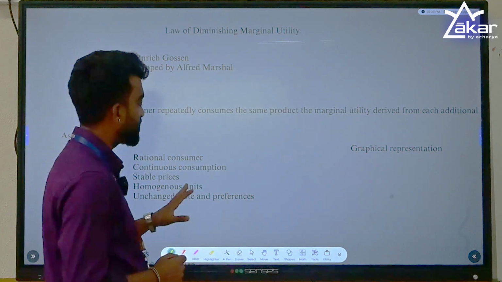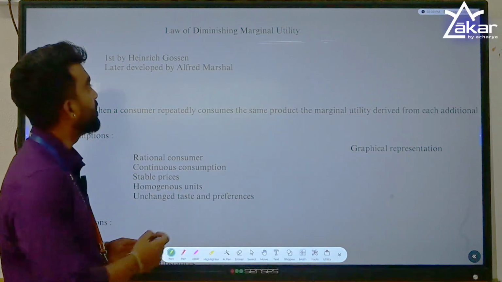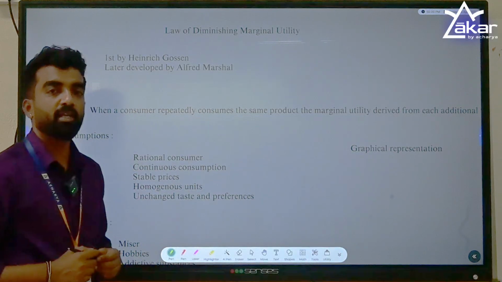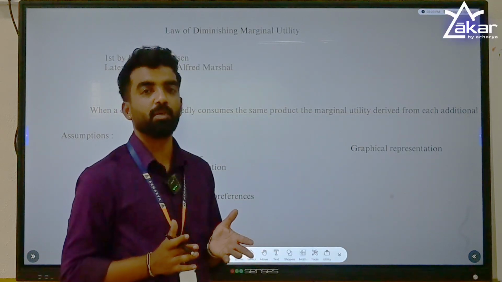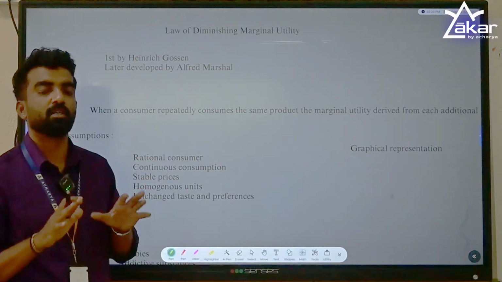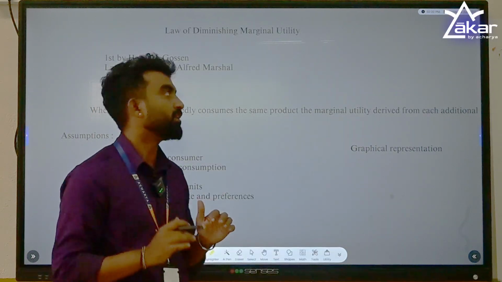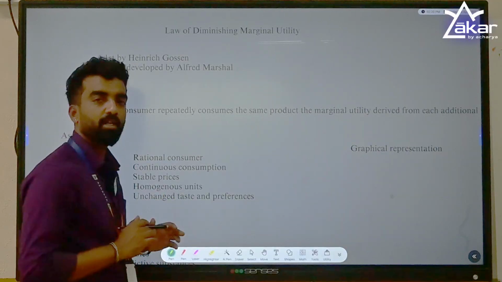So what is the meaning? First tell me the English meaning. You have to understand it word by word. What is the English meaning of diminishing? Even if you don't know the meaning, it sounds like something is falling, right? Diminish means falling down or decreasing. Diminishing means decreasing.